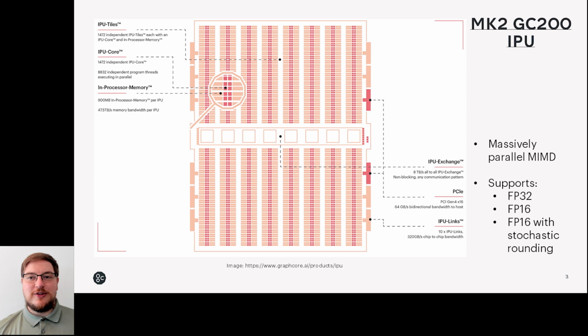Let's first talk about the IPU. The IPU is a massively parallel MIMD architecture. It supports FP32, FP16, and most importantly, FP16 with stochastic rounding. The IPU consists of 1,472 independent IPU cores. Each of them can have 6 independent worker threads. The in-processor memory of the IPU is 900 megabytes, and there's a very large memory bandwidth per IPU.